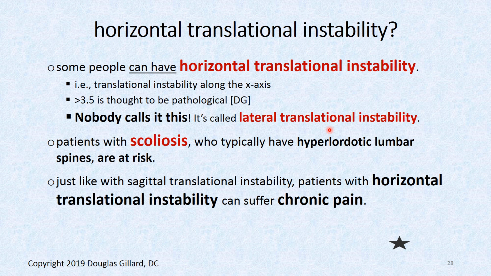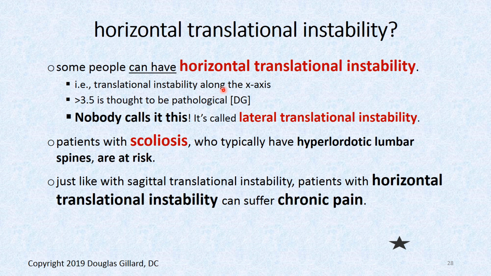And there's some coupling involved with that. We're not going to get into that. They can teach you that in upper quarters, but nobody calls it that. But I will for the test, right? For biomechanics, you need to know what this horizontal translational instability is, and it's too much slip, greater than 3.5 millimeters of slip when you laterally bend to the left and laterally bend to the right.